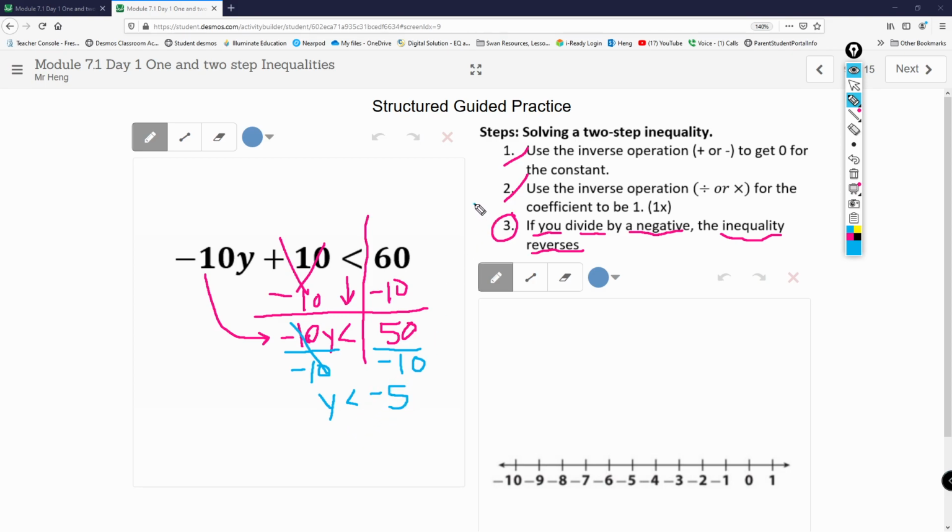However, what do we say right here? If you divide, not subtract, if you divide by a negative, the inequality reverses. So instead of having the less than sign, we're going to have what? We're going to have the greater than sign. And then we're going to say y is greater than -5. So this is your actual answer.